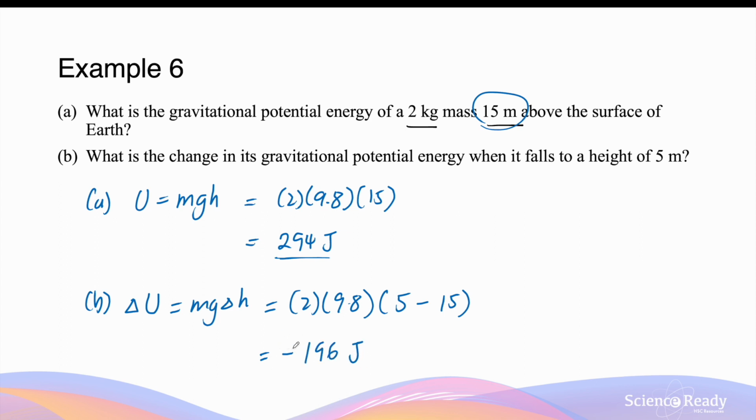The reason why there's a negative here is because the height of the object has decreased. It has gotten closer to the surface of Earth, which means its gravitational potential energy decreases as well.